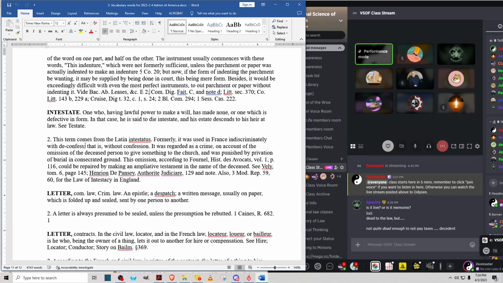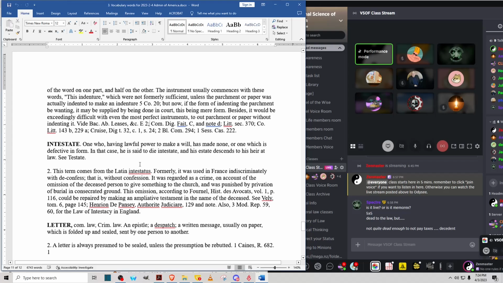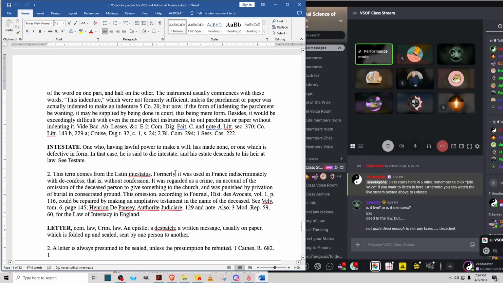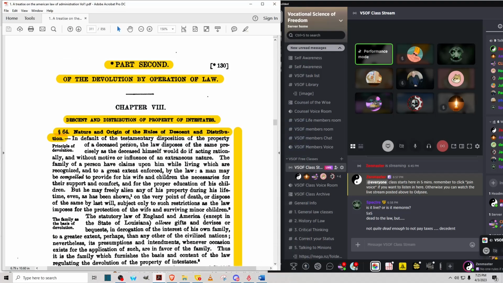This omission, according to that specific case, could be repaired by making an ampliative testament in the name of the deceased. Now, this obviously no longer happens. No one has to be forced to give any aspect to the church. But anyway, so what is an intestate? Just one that does not have a will, meaning you had the power to make it, but you didn't make it. So that's what intestate is.